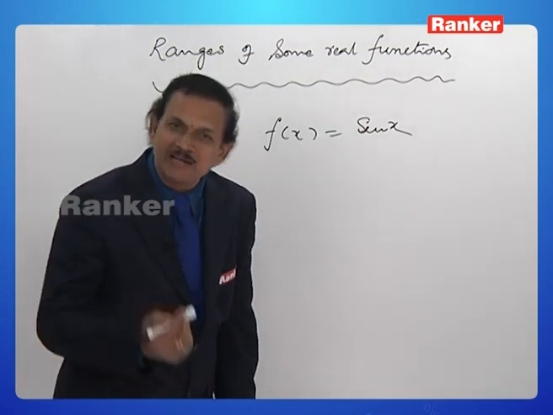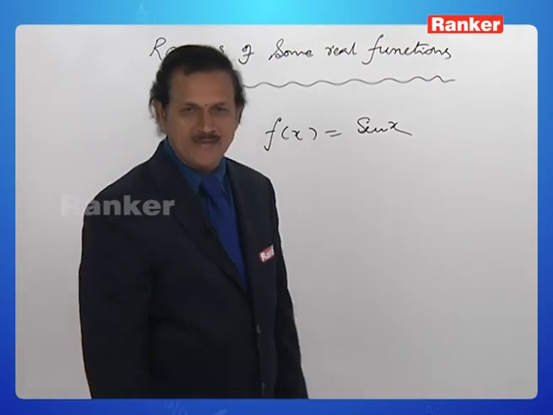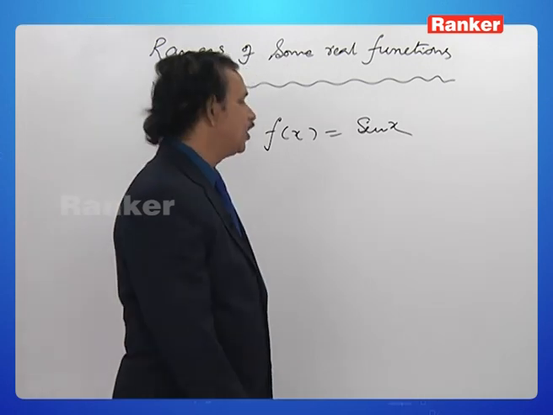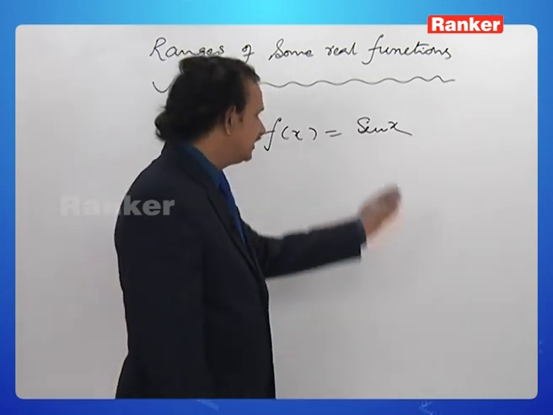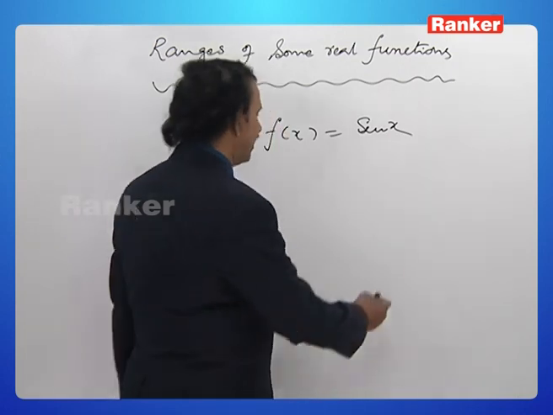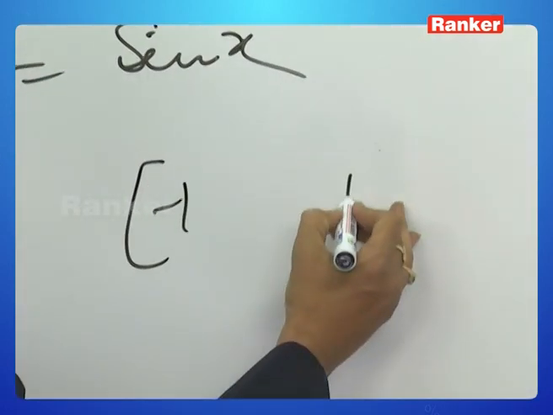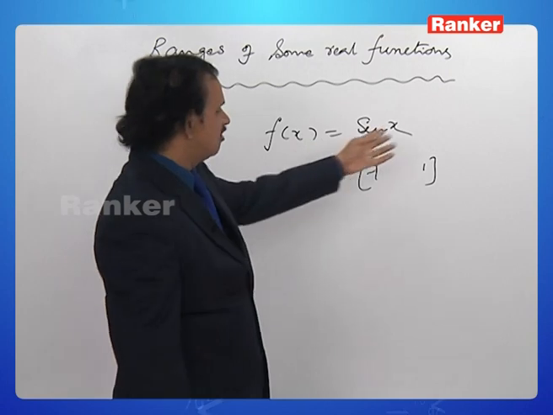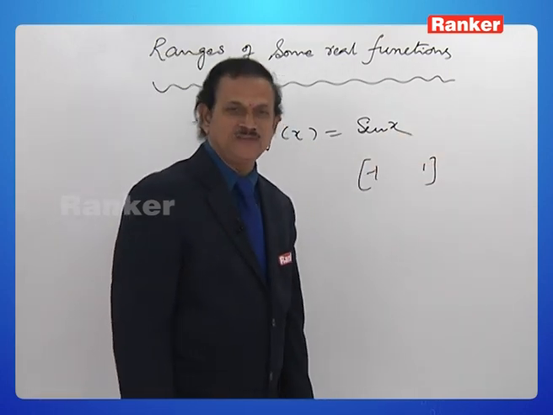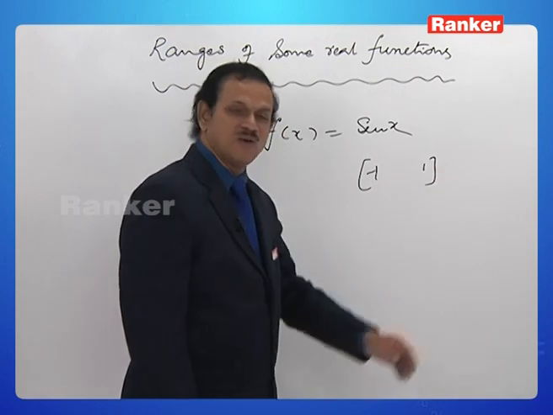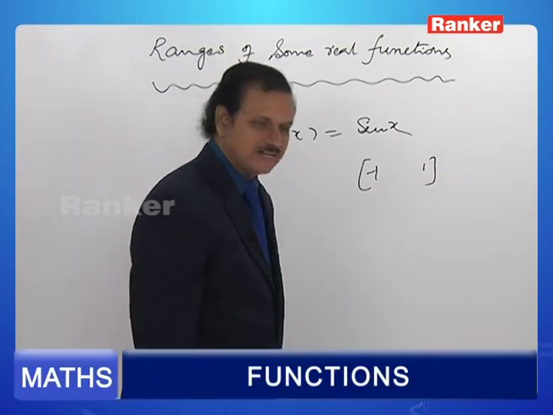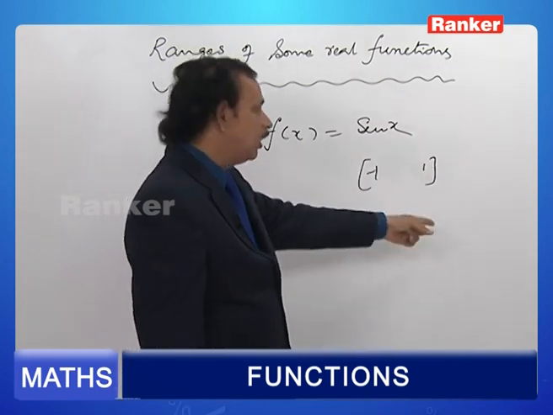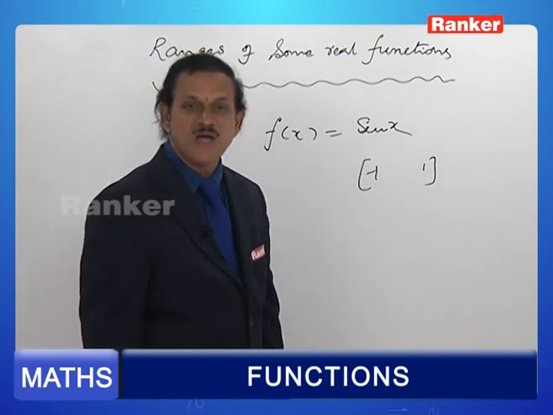If you think of the input, you are thinking of the domain. If you think of the output, that is nothing but the range. We know pretty well that the values of sin x are always in the closed interval -1 to 1. For whatever real value of x you find sin x, you can never get a real number greater than 1, and you can never get a real number less than -1. The value of sin x always lies between -1 and 1.